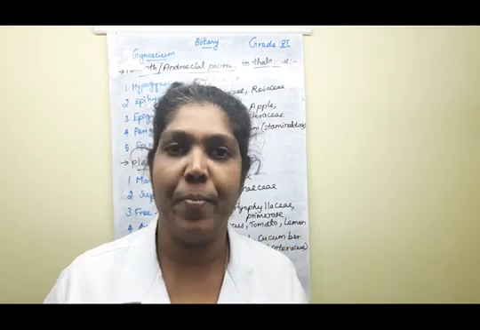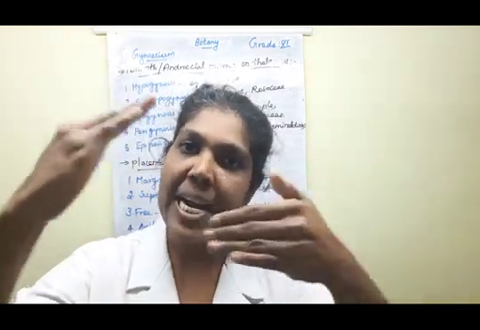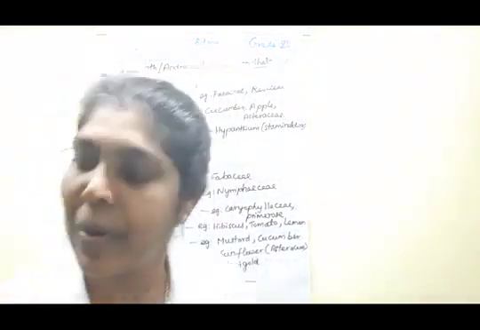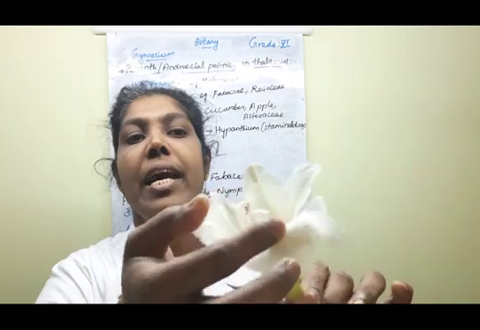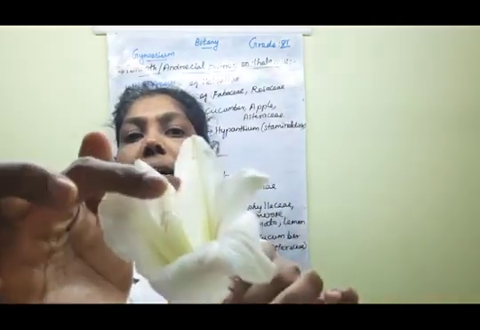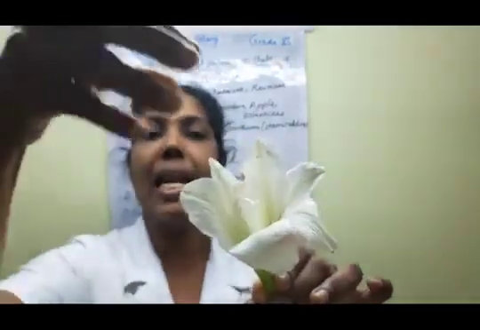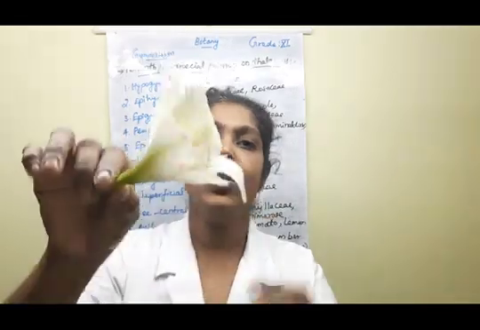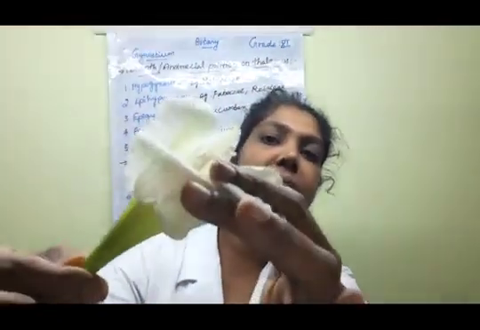Ovary, style, stigma, isn't it? The stigma is the landing position of the pollen grains. That place is called the stigma. So this is the area, this is the stigma. Clear? The landing place of the pollen grains is known as the stigma. Clear, children? Yes.